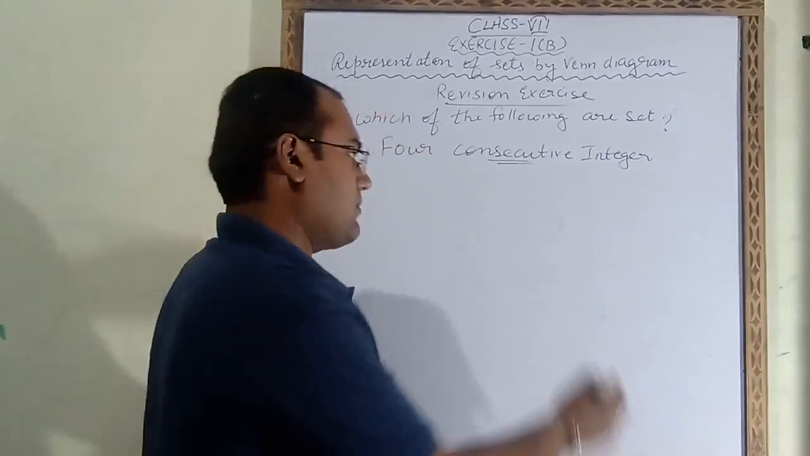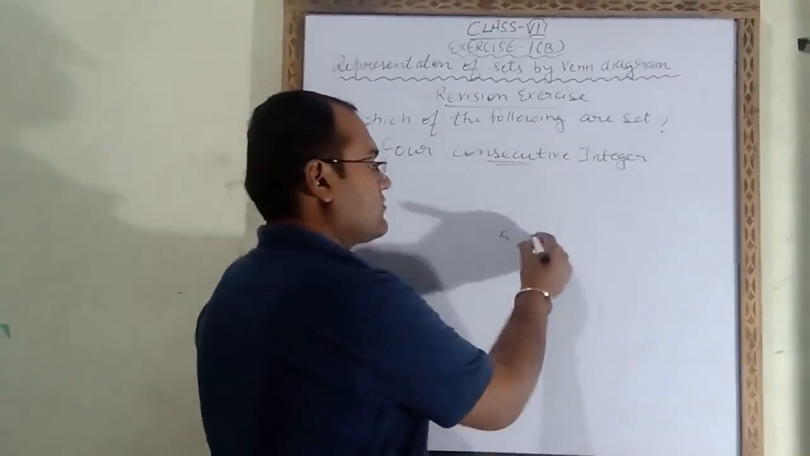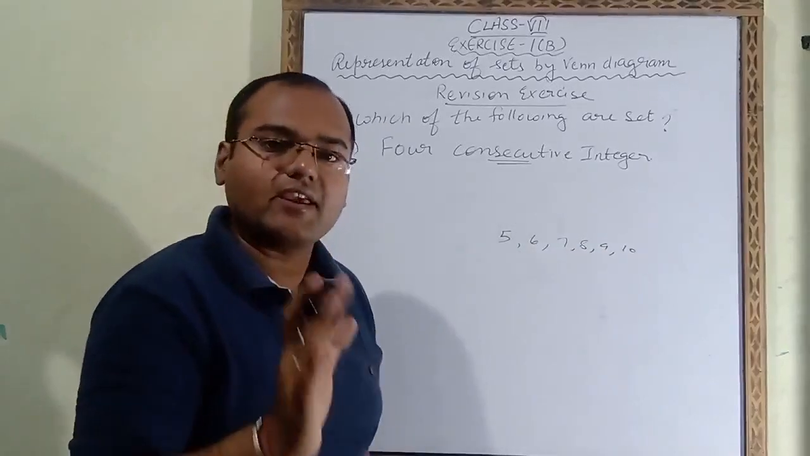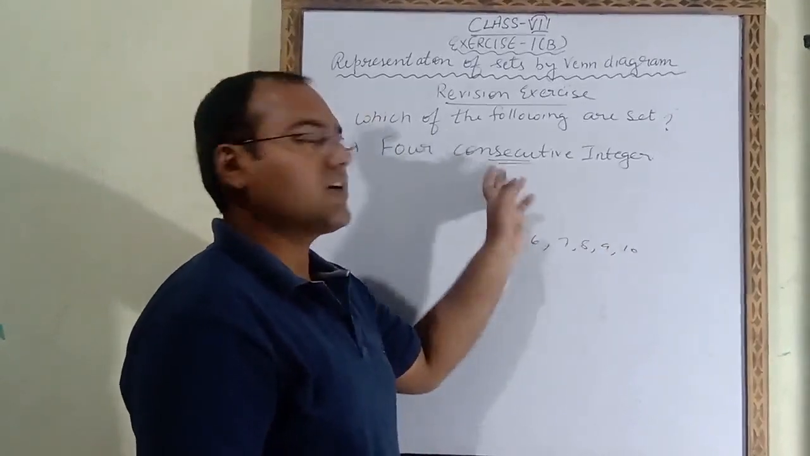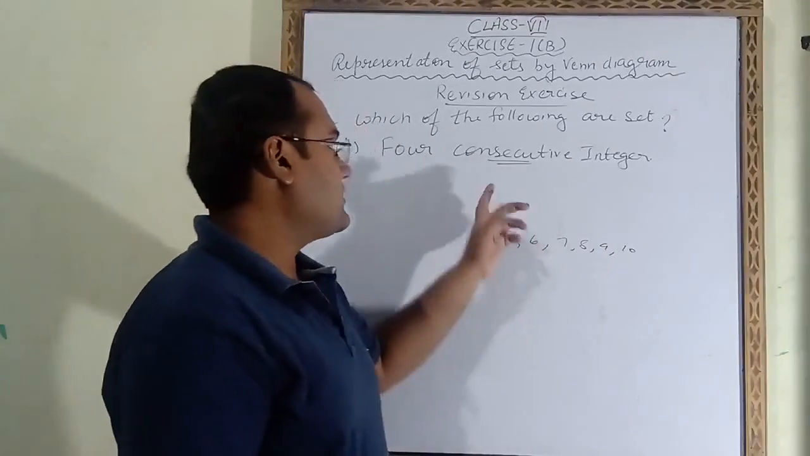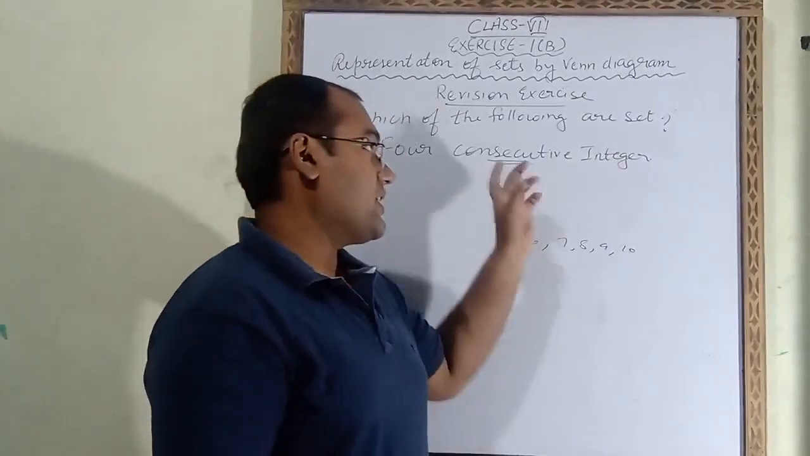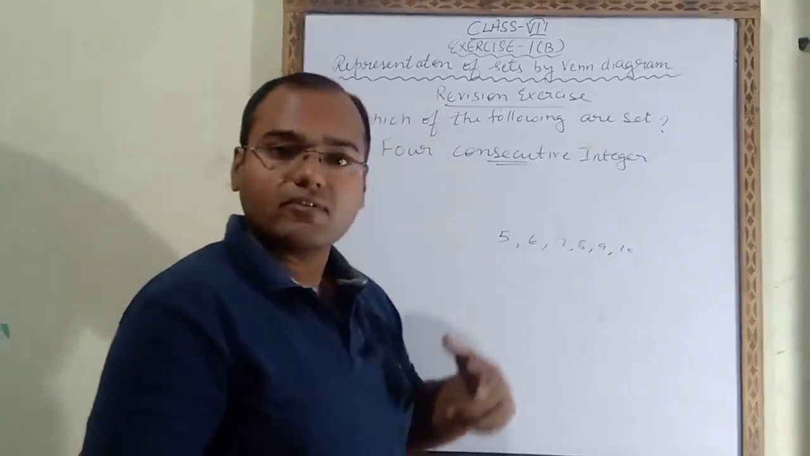Suppose I have taken one number 5. So we have to write integers after this. So we will write 6, 7, 8, 9, 10. Without leaving any integer, we have to write continuously. So such a series is called consecutive. So he said we have to write 4 consecutive integers. But he did not say from where we have to start. As I had started from 5.